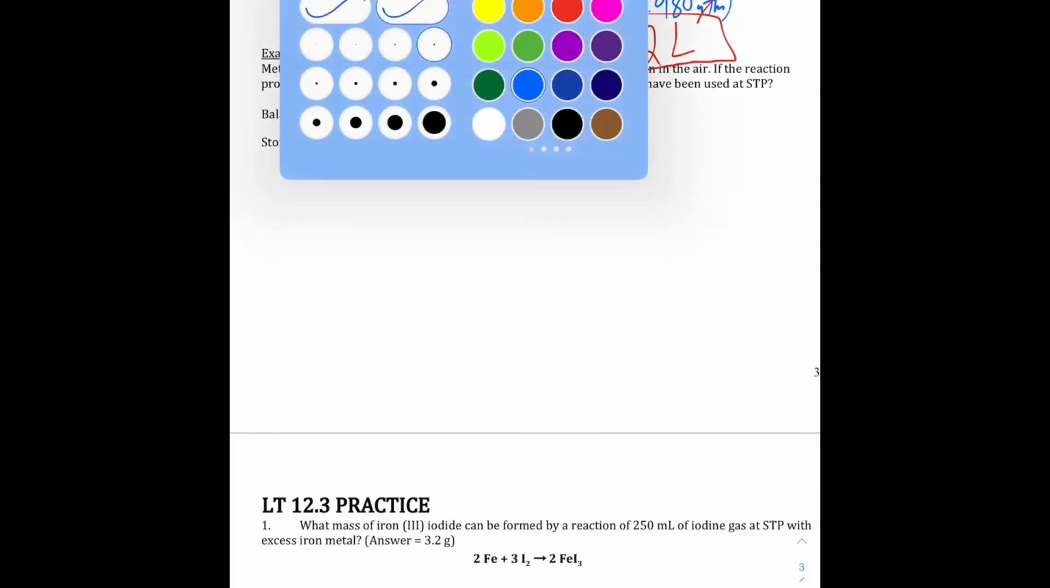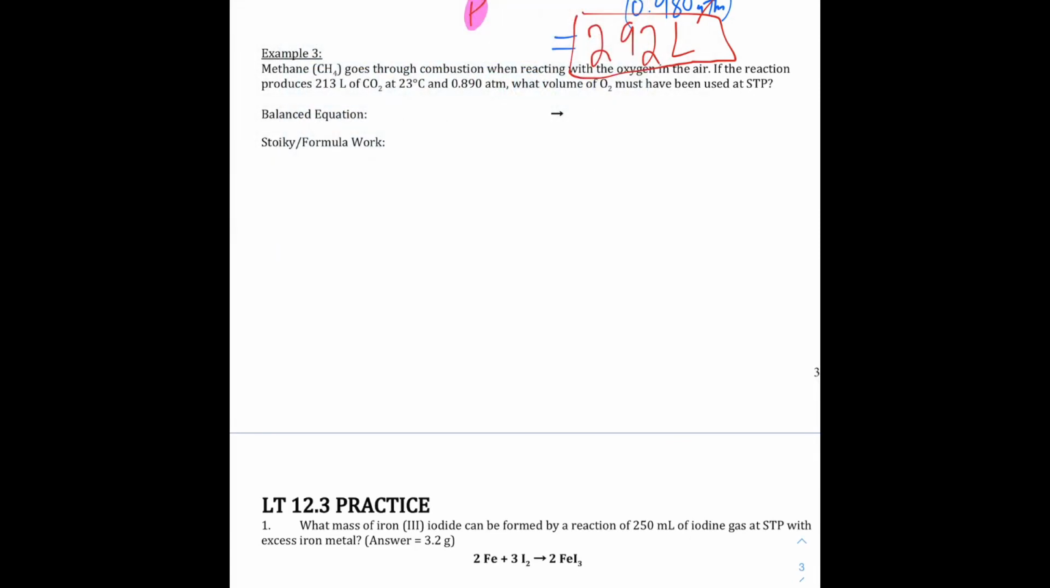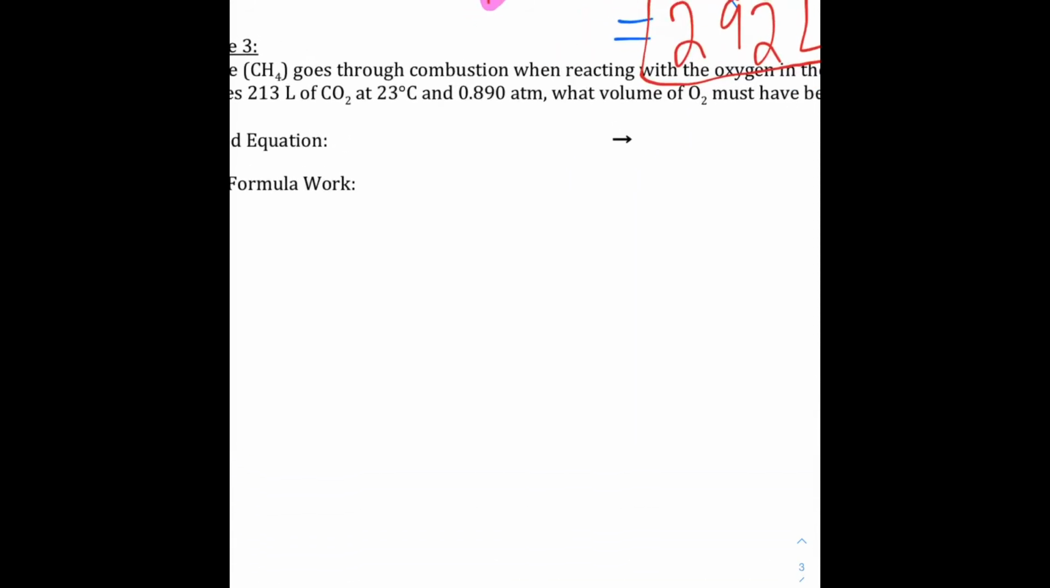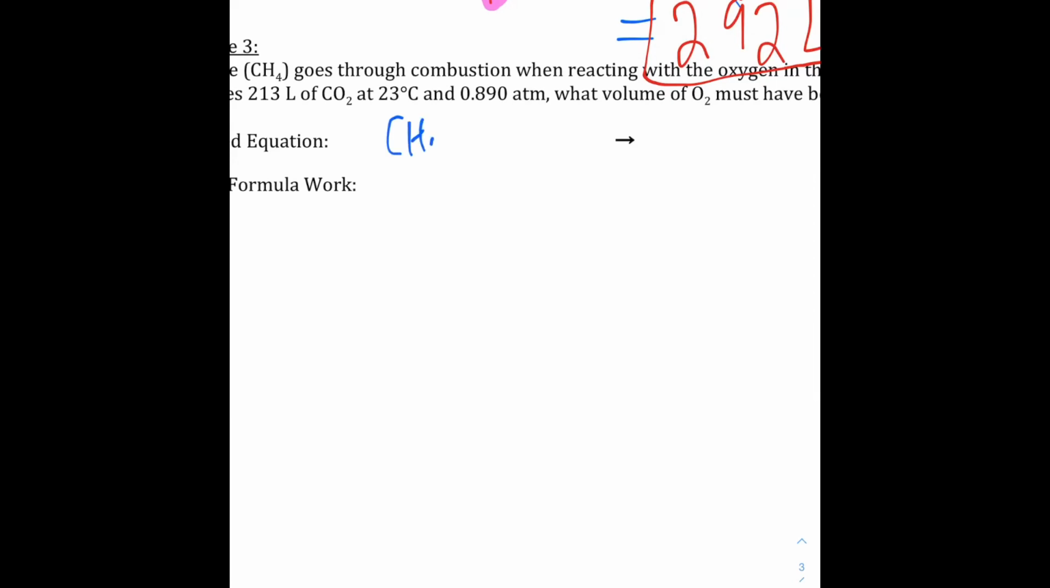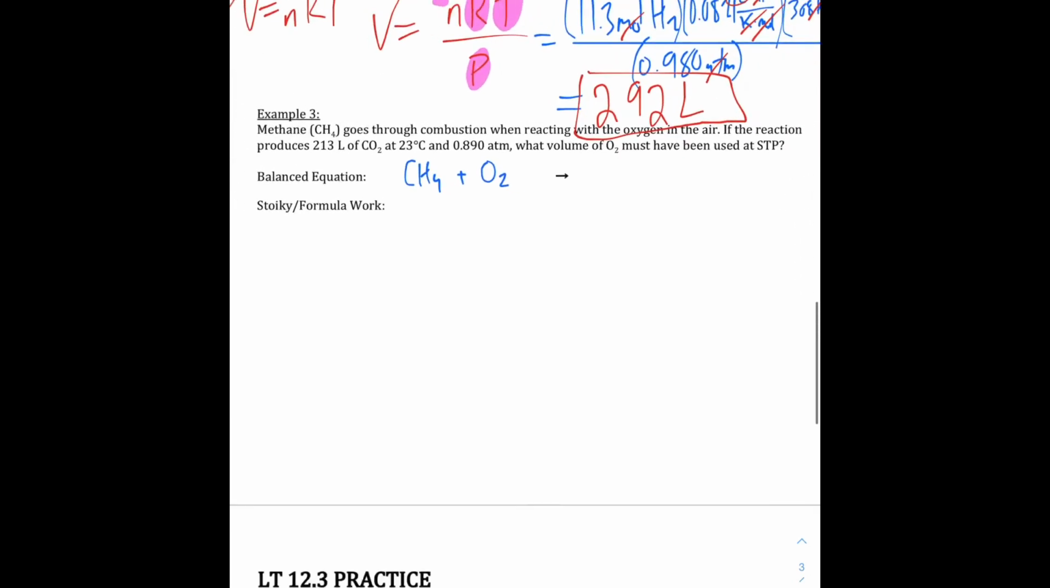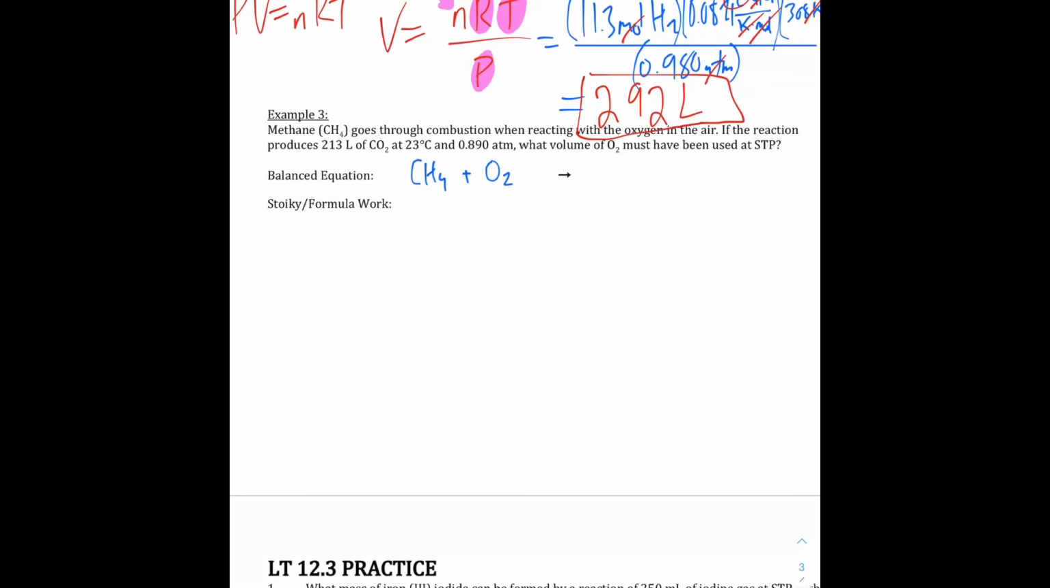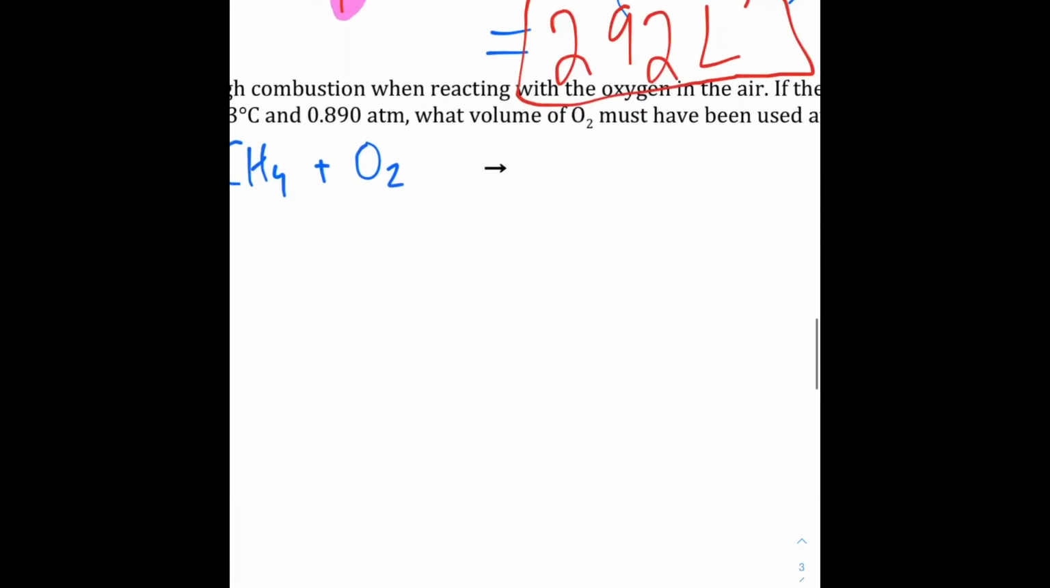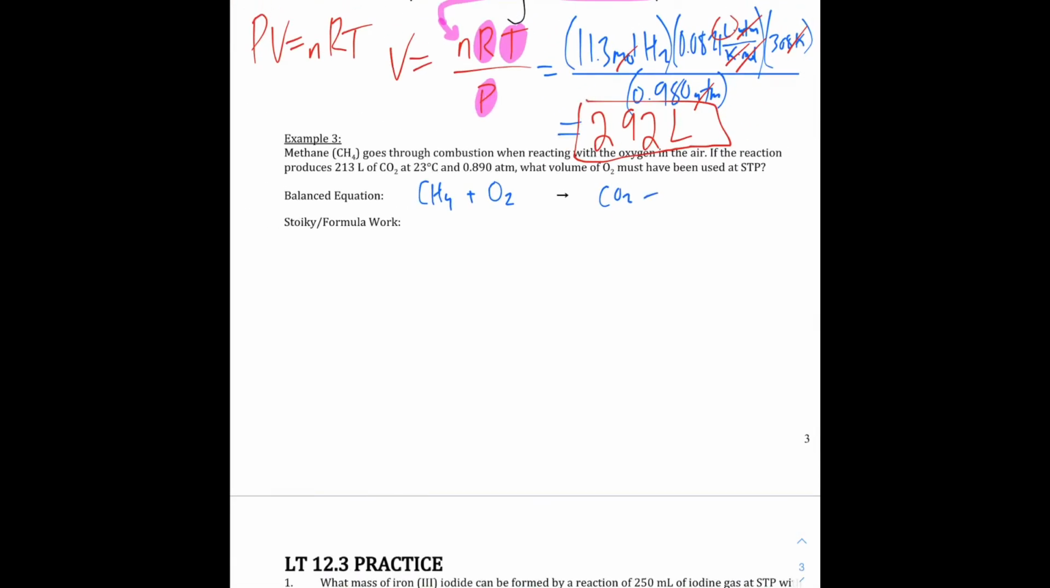Okay, so methane, CH4, goes through combustion when reacting with oxygen in air. We're not given a reaction, so let's just do it. CH4 plus oxygen in the air. We're going to produce some things. Hey, look, they even told us. If the reaction produces some volume of CO2, and we're not given the other product, but I think we both know what it is, right? It's water.